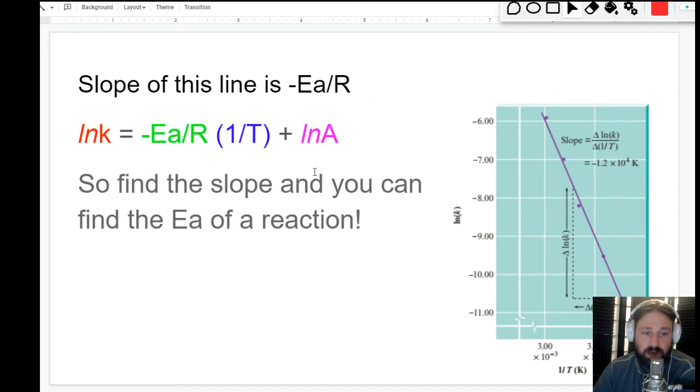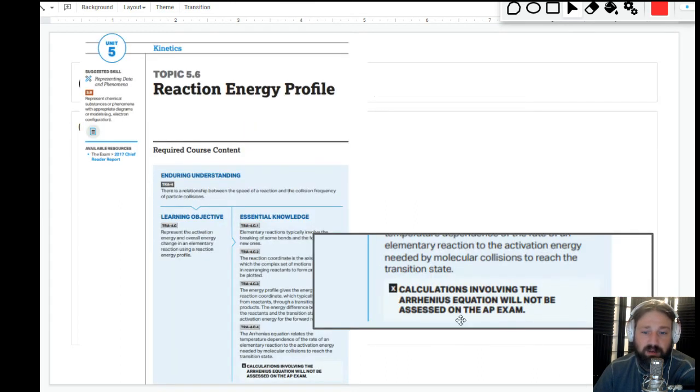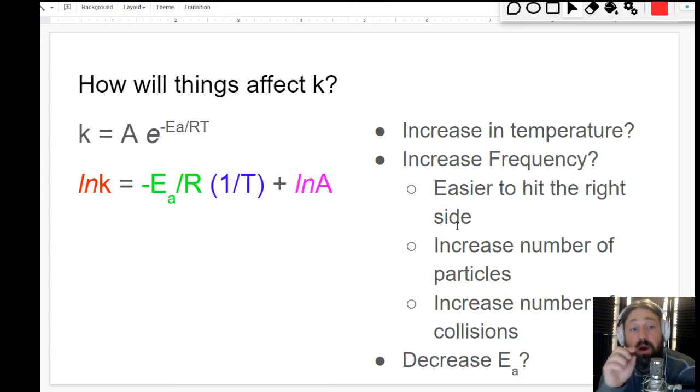But what I want you to know is the following. This is a good way of finding the activation energy. You don't have to know all of this. In fact, here, I can even show you. Calculations involving the Arrhenius equation will not be assessed on the AP exam. Hooray! What I want you to know, though, is the following.